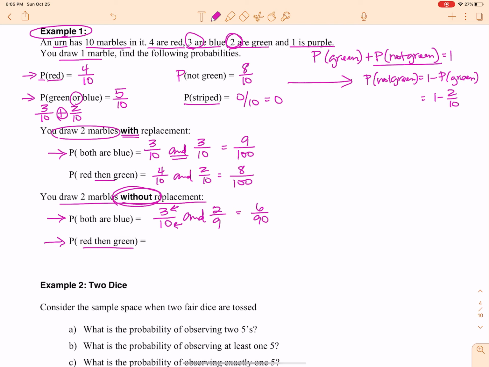Same thing's going to happen with this red and green here, except for the fact that this time the colors are different. So the probability I get a red one out of 10 is 4 out of 10. And then I leave it out, so I'm 1 less marble, but I've still got 2 green marbles. So now this one is 2 out of 9 because there are still 2 green marbles. There's just 2 out of 9 instead of 2 out of 10 now. So this is going to be 8 out of 90. Isn't that exciting, kids? I knew you would be excited. So this example illustrates just some basic probability for us. Shouldn't be too tragic.